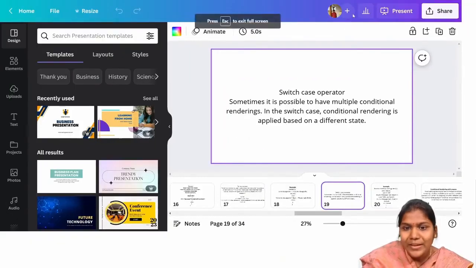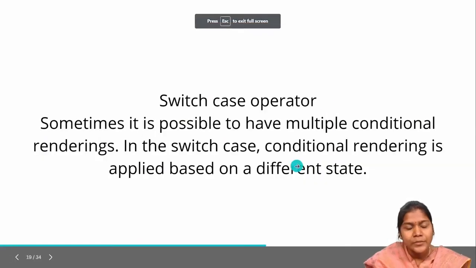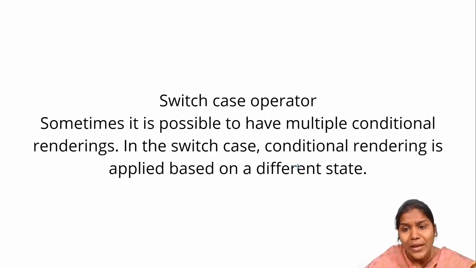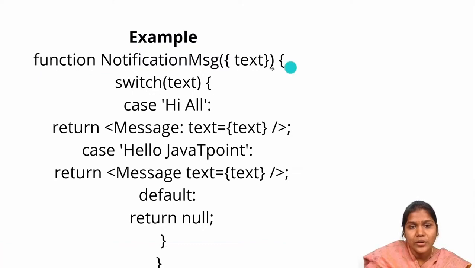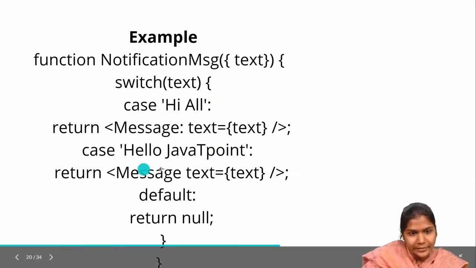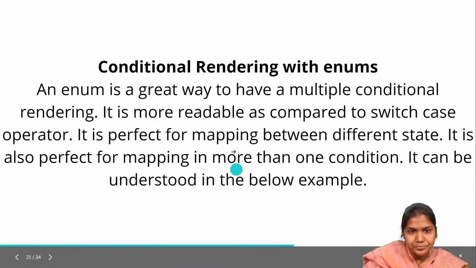So here comes the switch case operator. Sometimes it is possible to have multiple conditional renderings. In the switch case, conditional rendering is applied based on different states. So something like function notification message, in the form of text. Switch the text content like hi all. Message text should be given here like hello Pantech e-learning. Next, content will be the same, return null.